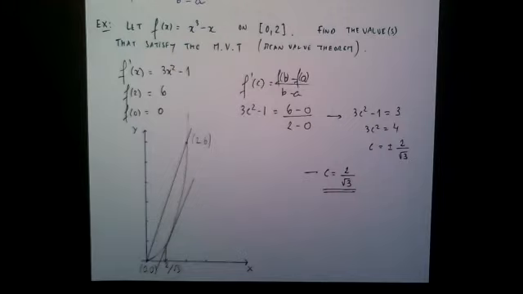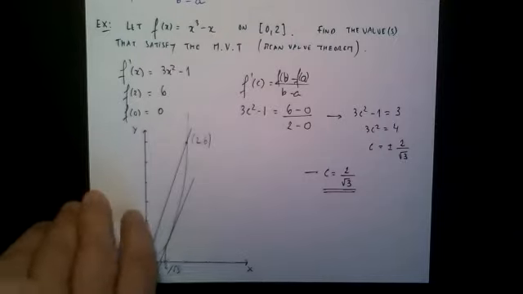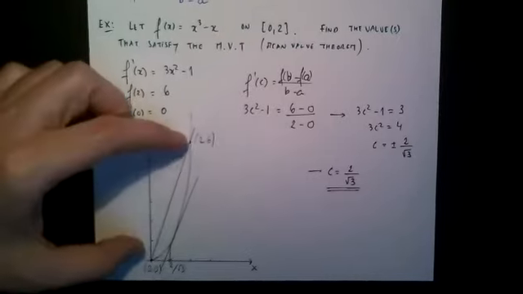Sir? Yeah. So when c is equal to 2 divided by square root of 3, the slope is 3? The slope is 3. Yeah, exactly. Okay, which is sort of the average slope.